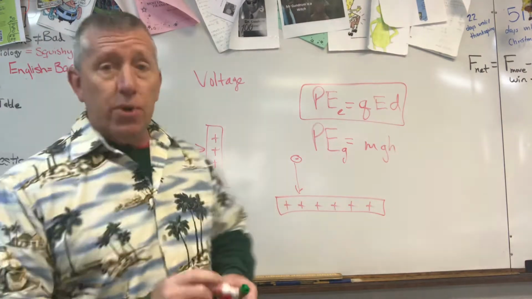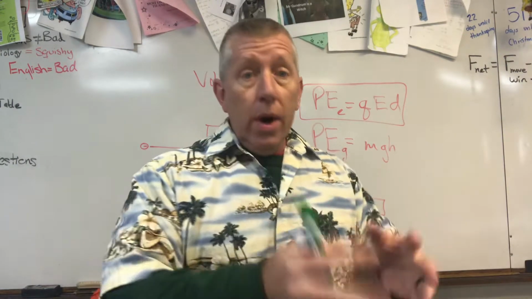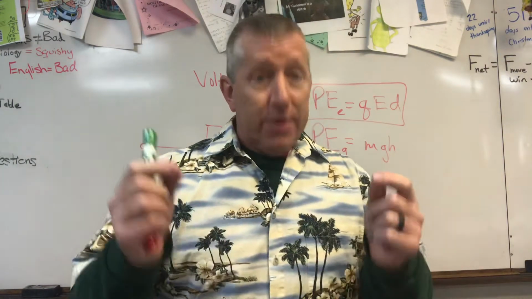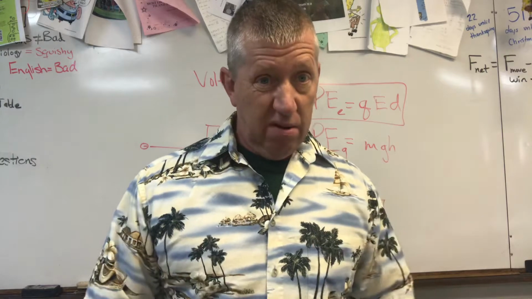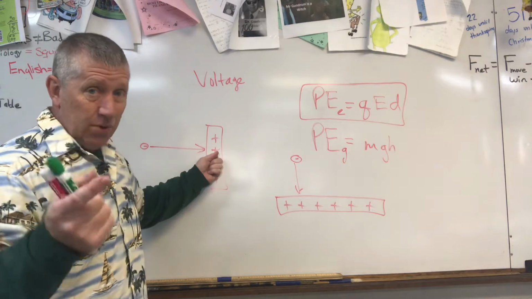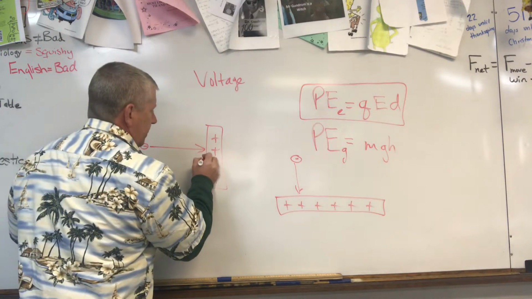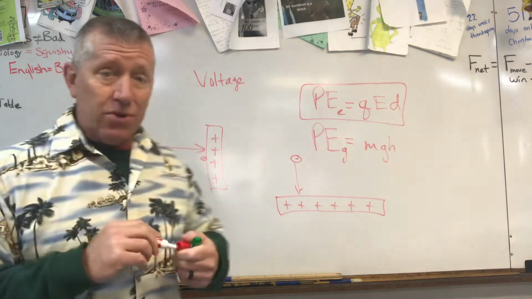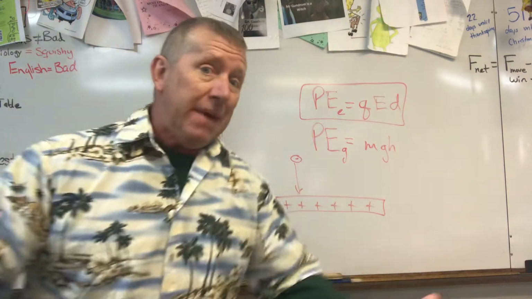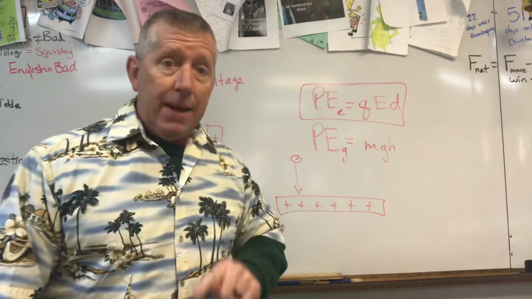Whenever something wants to go where it wants to go, you have potential energy. Whenever this negative wants to go here, and it can do that, there's potential energy there. When it gets there, once this negative is sitting here on the surface, there's no more potential energy anymore because it's where it wants to be. If you're where you want to be, there's no potential energy. If you're not where you want to be, there's potential.